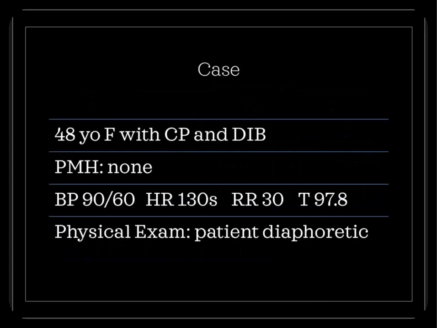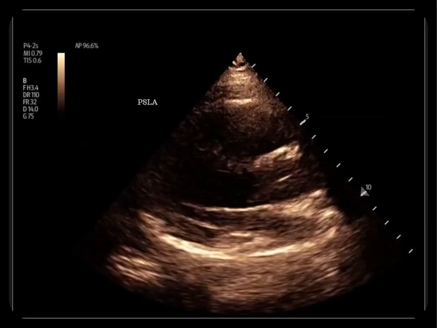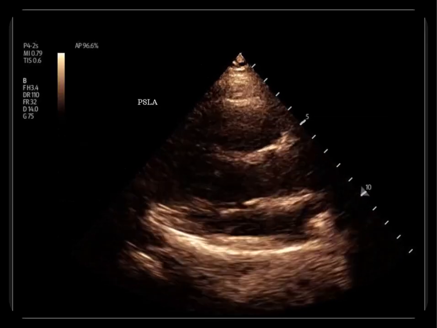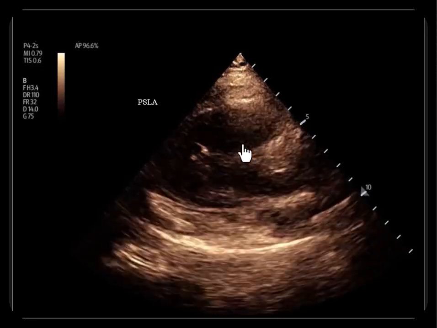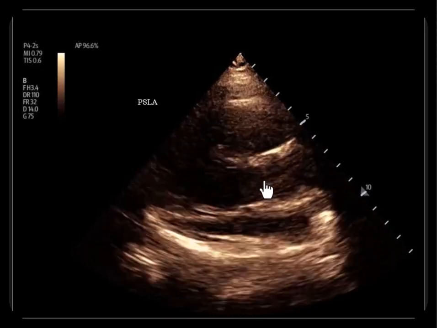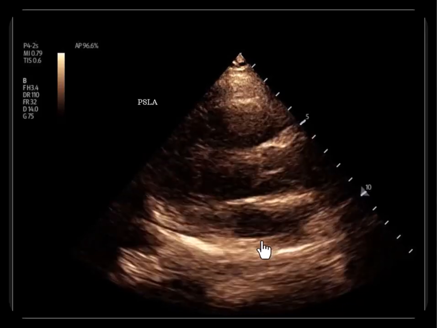A 48-year-old female comes in with chest pain and shortness of breath. She has no past medical history. She is hypotensive, tachycardic, and dyspneic. On physical exam, you note the patient to be diaphoretic. You grab your point of care ultrasound machine. In your parasternal long axis window, you note that the RV appears enlarged in size compared to the aortic root and the left atrium.